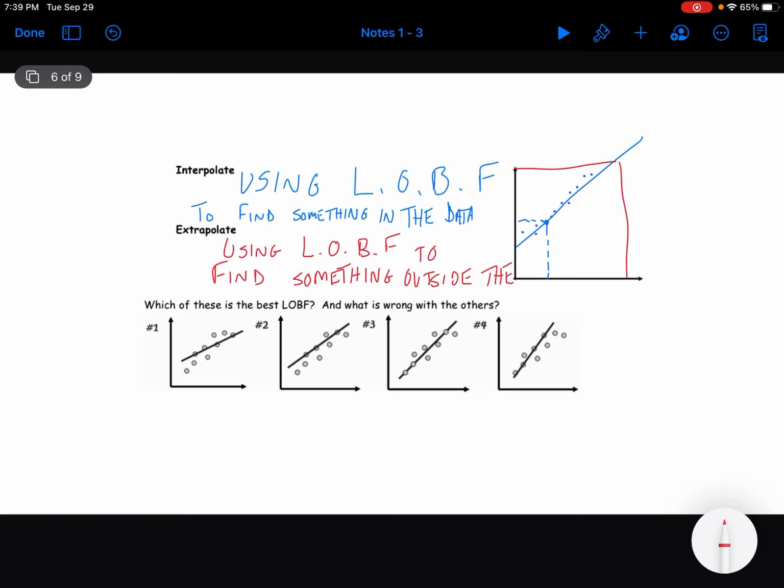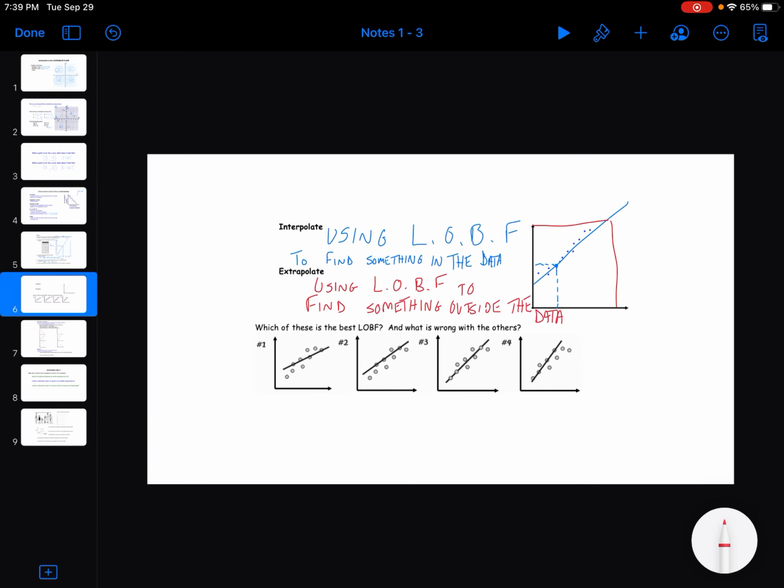We're using a trend to anticipate an answer. Okay? Which of these is the line of best fit? Why are the other ones wrong?